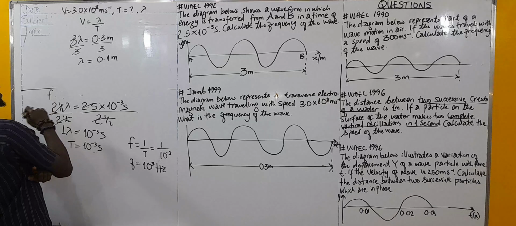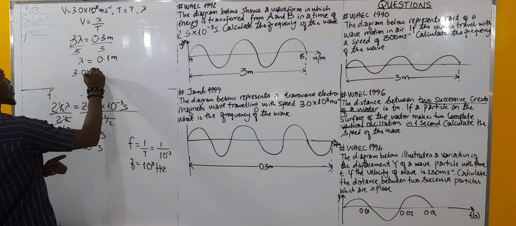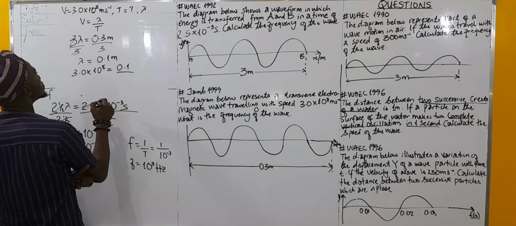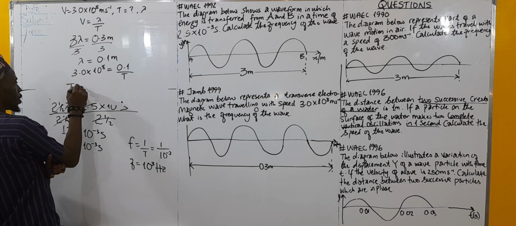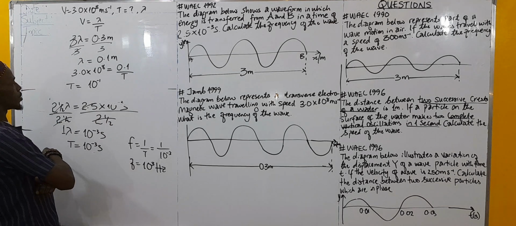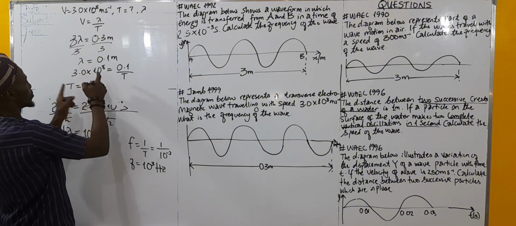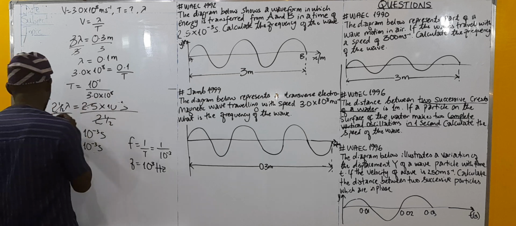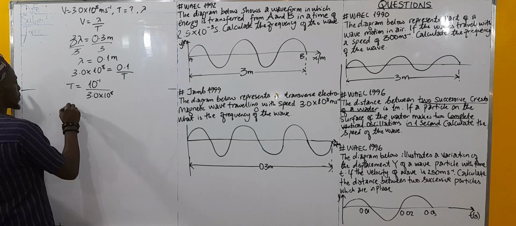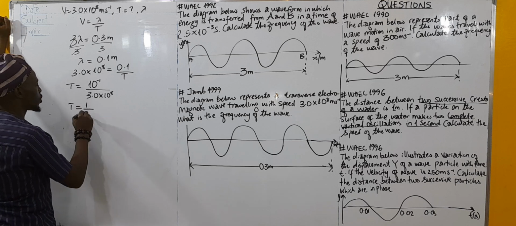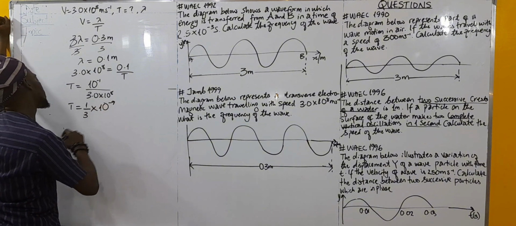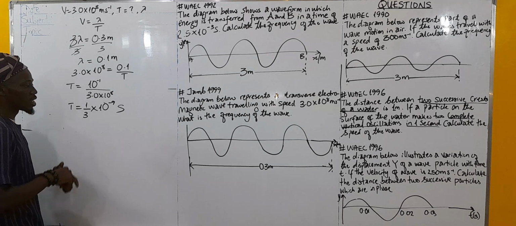So I can now find my period: 3.0 times 10 to the power of 8 equals 0.1 over period. So it means my period equals 0.1, which is taken as 10 to the power of minus 1, divided by 3.0 times 10 to the power of 8. So my period is equal to 1/3 times 10 to the power of minus 9 seconds.